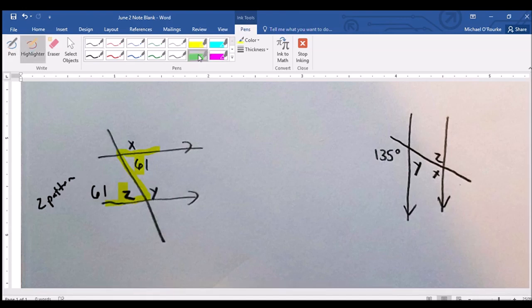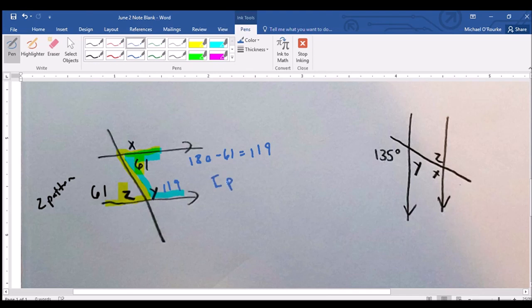Now, let's look for another pattern. This time, I notice that they're both inside here, so I'm going to use my C pattern. If I remember, a C pattern is 180, so I'm going to go 180 minus 61, which is going to equal 119. So right there is 119. That is C pattern.